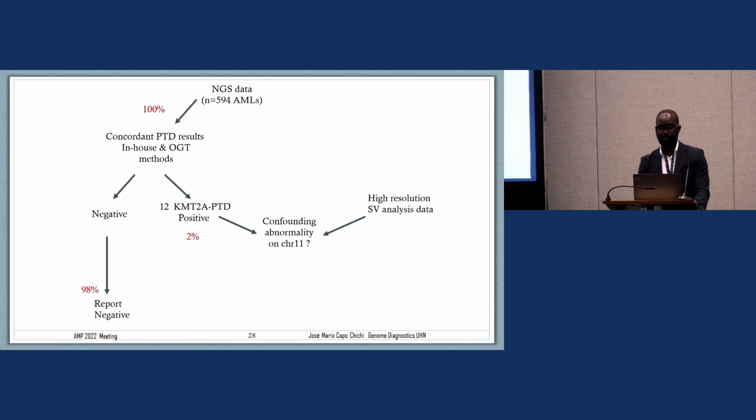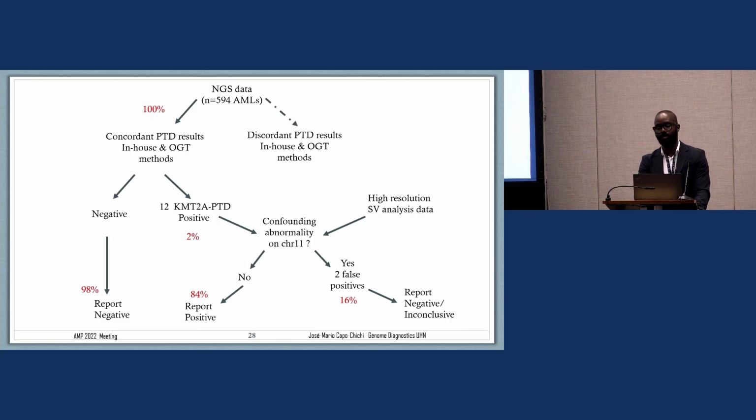One way to do this is to use higher resolution structural variant analysis. So we definitely need to take other cytogenetic findings into consideration. And this will allow us to rule out the presence of confounding abnormalities on chromosome 11. We know that in about 84% of the cases analyzed so far, this will be true. Then we also need to take into consideration other limitations of NGS, and so we may, in some cases, identify false positives. Depending on the location of those abnormalities on chromosome 11, we will have to report those results either as inconclusive or negative.